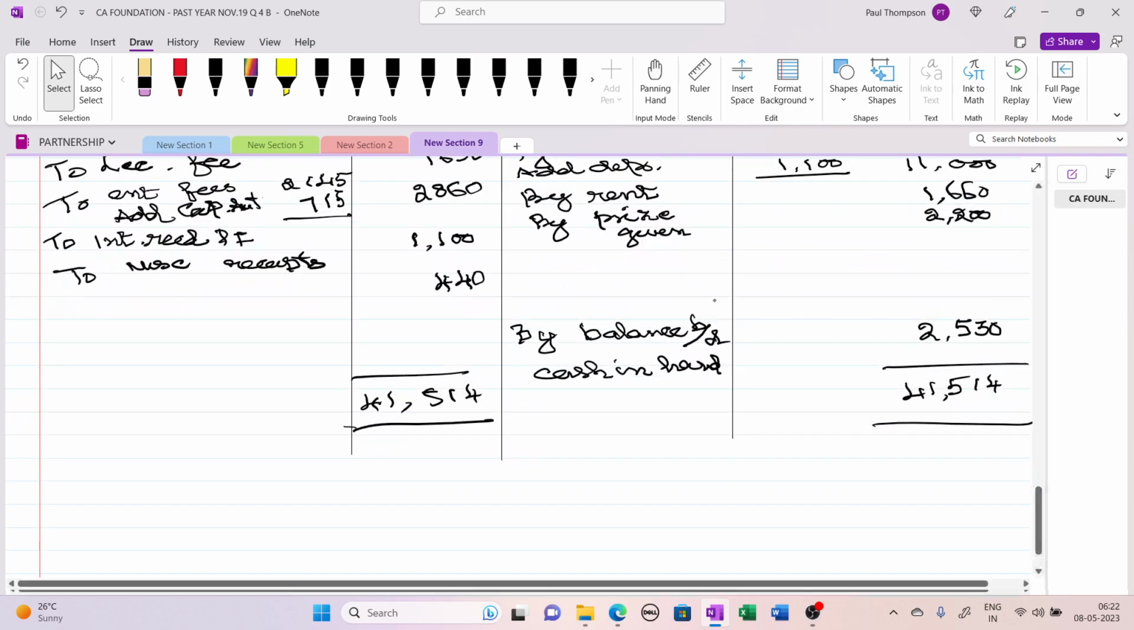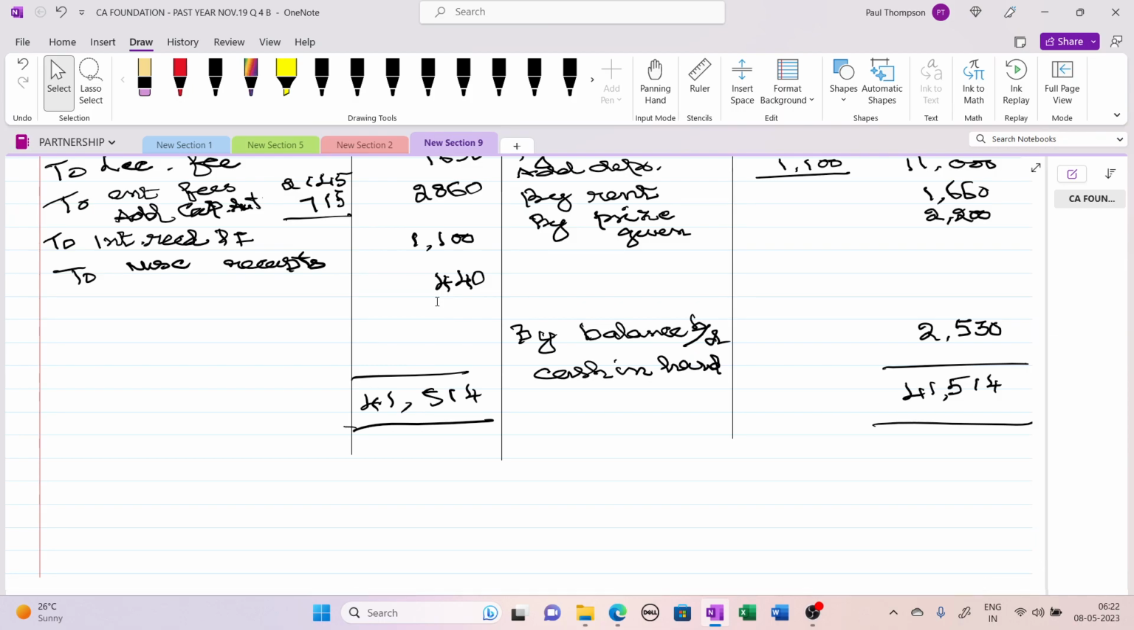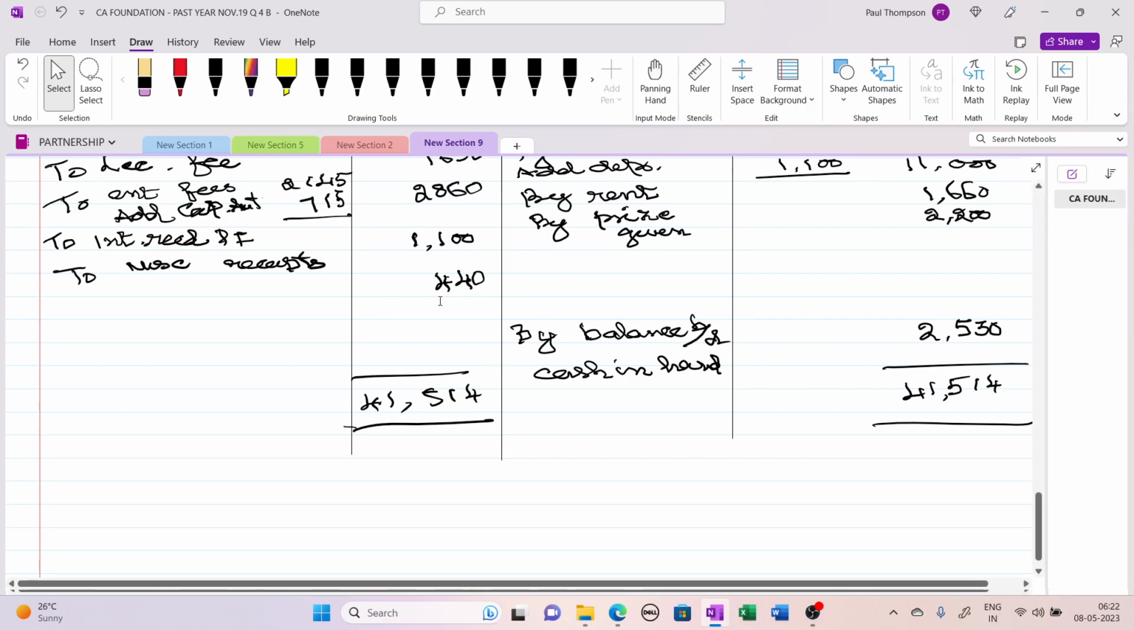That's it. They have asked you to prepare only this much, and I hope you are very clear with how to prepare a subscription account and receipt and payment account from income and expenditure account.